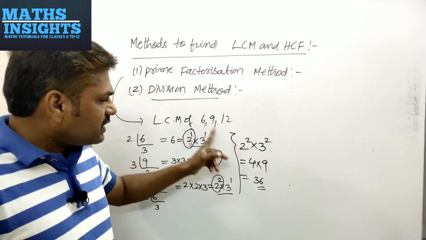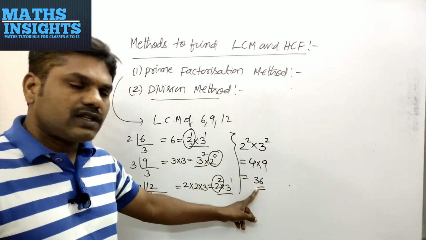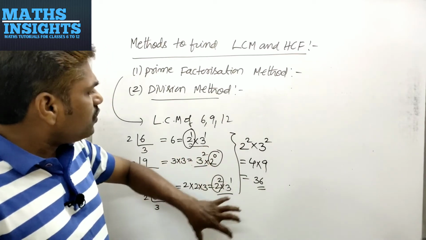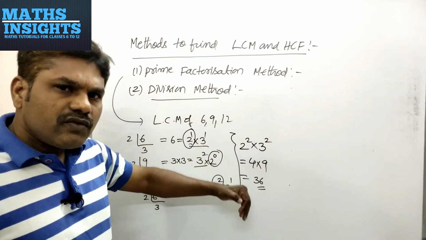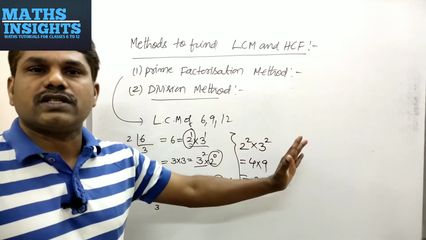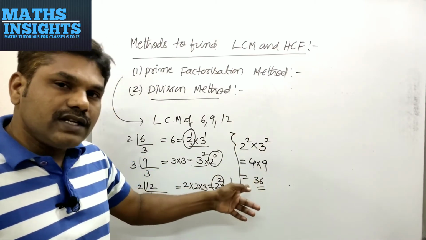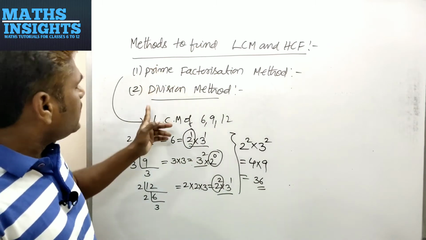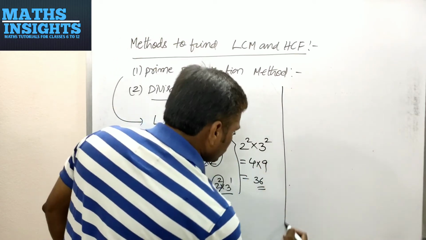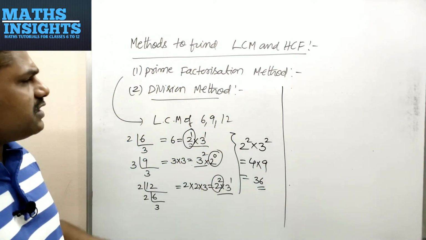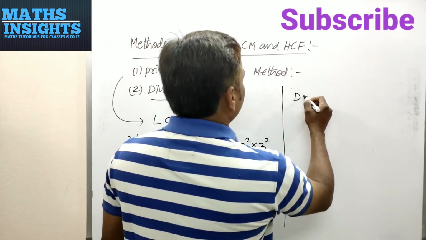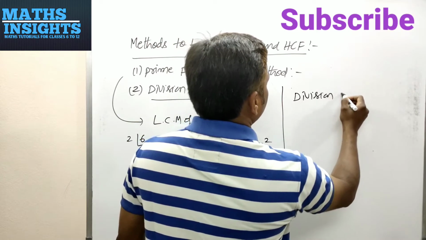If you divide, 6 6s are 36, 9 4s are 36, 12 3s are 36. There is no smaller number than this which is exactly divisible by these numbers. You may find numbers larger than that, but that is not the least, this is the least. That's why it is called least common multiple. Next, coming to division method. In the division method also you have to write all the numbers. See, this is the division method to find LCM.